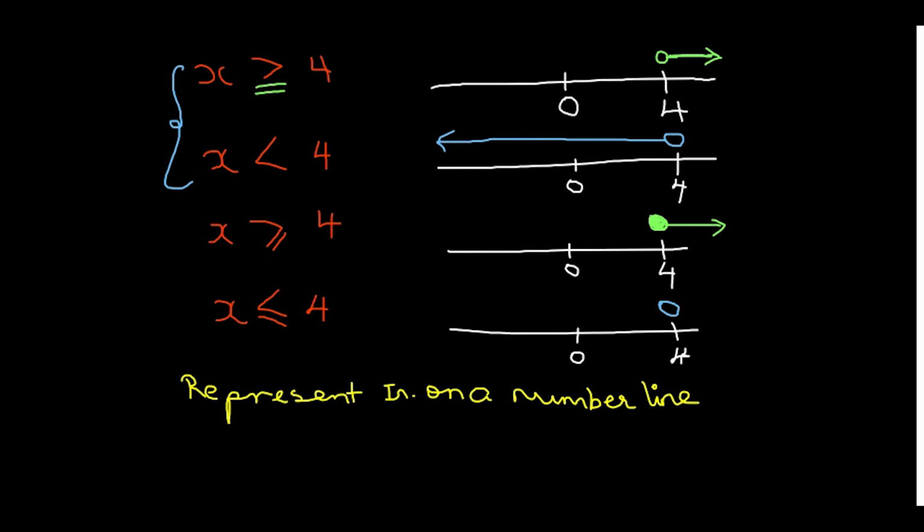Lovely, and that's what we do. So we're going to have a shaded circle over 4, and then we move to the left of 4. So our arrow moves off in this direction.